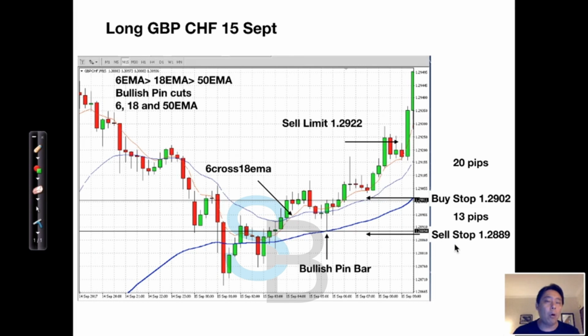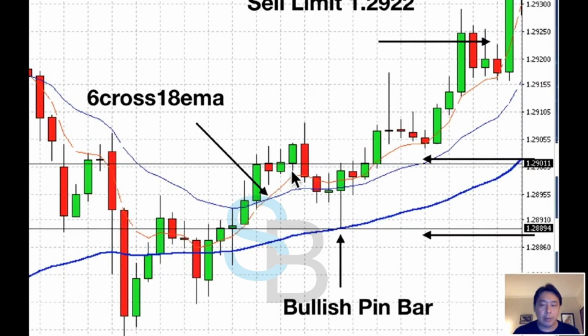Okay, let's look at one more, long pound franc 15 September. So again, 6 crossing above 18. 1, 2, 3, 4, 5, 6, 7. Well, there we go, bullish pin.